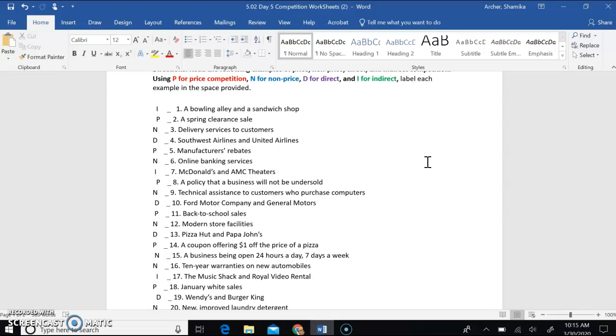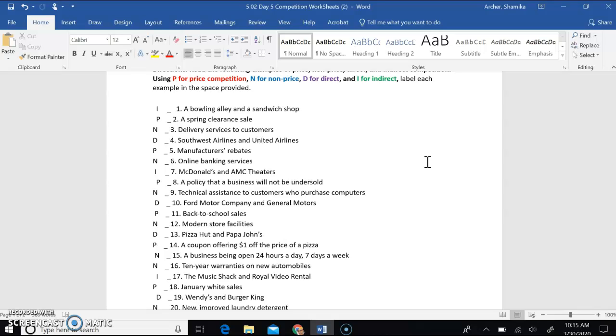7, you're looking at McDonald's and AMC Theaters, where they both supply food. The movie theater, you can actually go watch a movie. You can't watch a movie at McDonald's unless you're on your phone. So that's going to be indirect. 8 is a policy that a business will not be undersold. So this is a price competition. They're saying our prices are always going to be better. 9, you're looking at technical assistance to customers who purchase computers. Again, this is non-price. This is a service that they're offering for their customers.